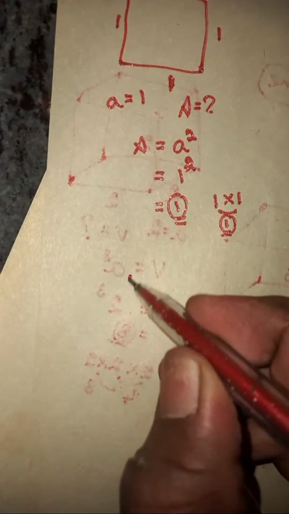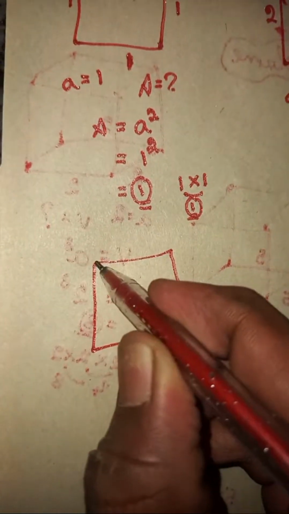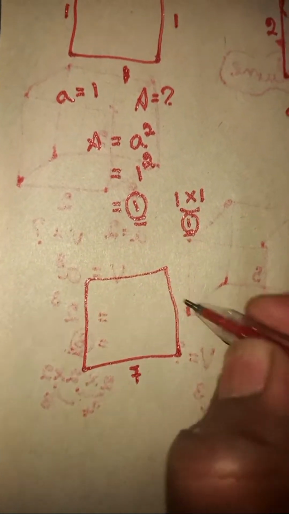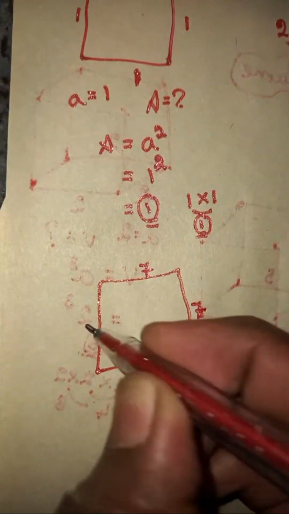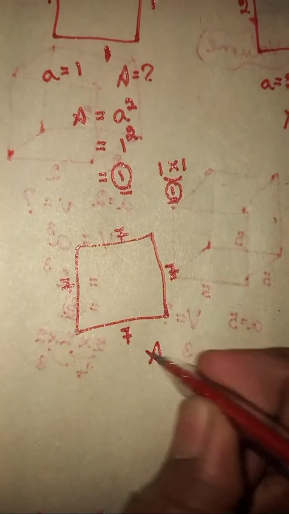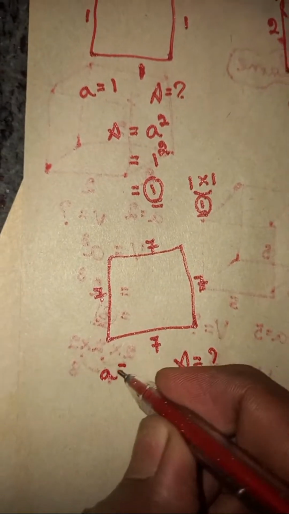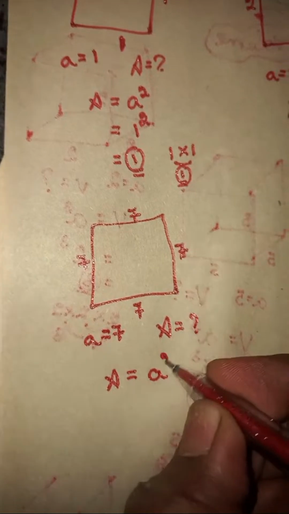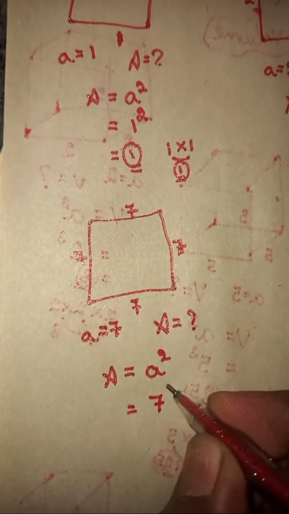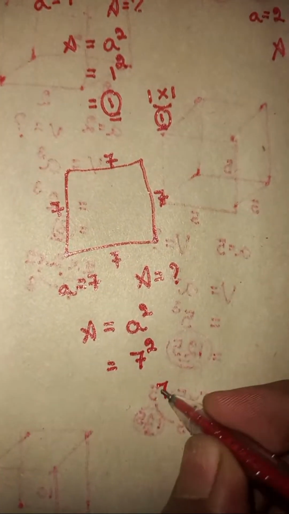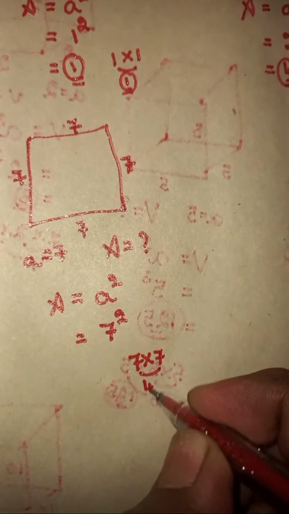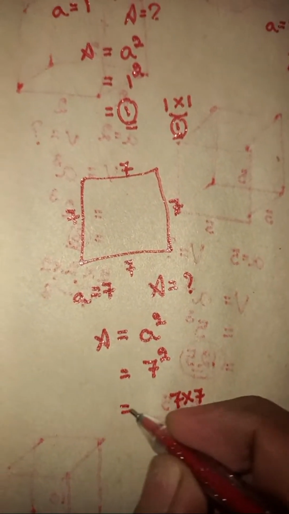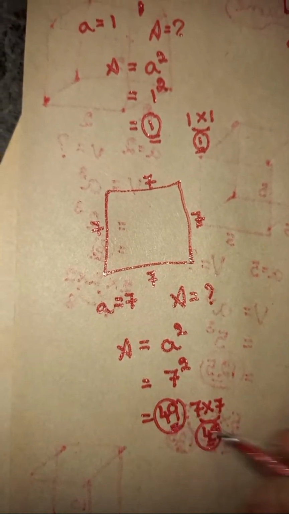Let's take one more square. In this square, they have given all sides equal to 7 units. When all sides are 7 units, find out what's the area. Here, the side length is 7 units. You can find it out. Area of the square is side length squared, so it is 7 squared. 7 squared is 7 times 7, it is 49. So it's going to be 49 square units.